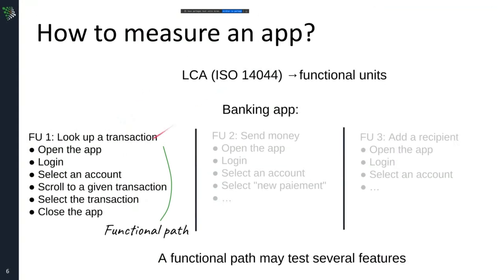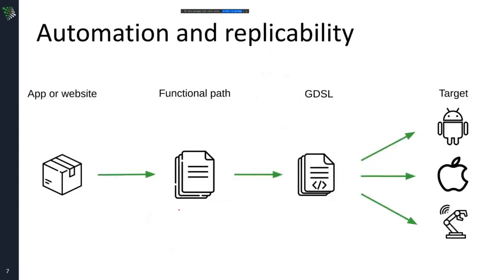Okay. So we defined a set of functional units, but we want to automate them in order to execute them on devices. Because we don't want to ask a user to perform all the user journeys of all of your apps at the same time. So we want to automate the functional path with a language that we developed, GDSL, in order to execute them on a list of targets, which can be Android devices, iOS devices, or IoT devices.